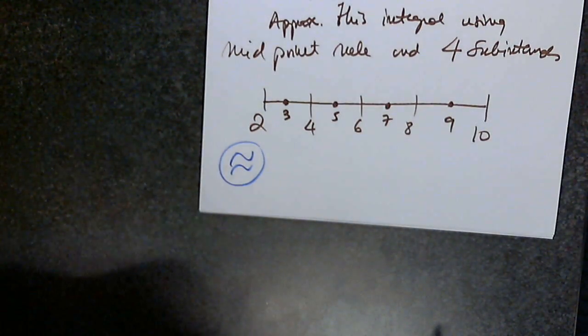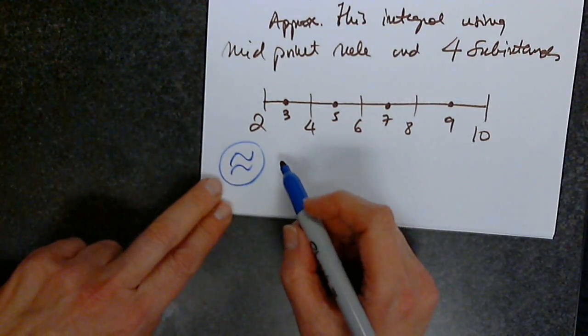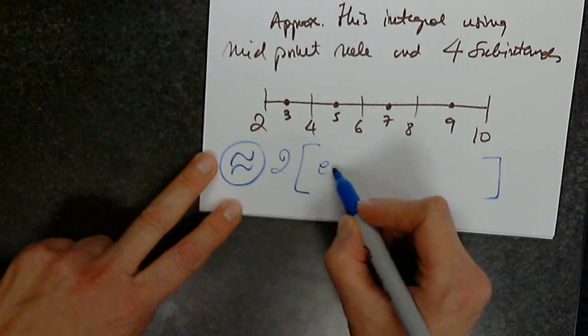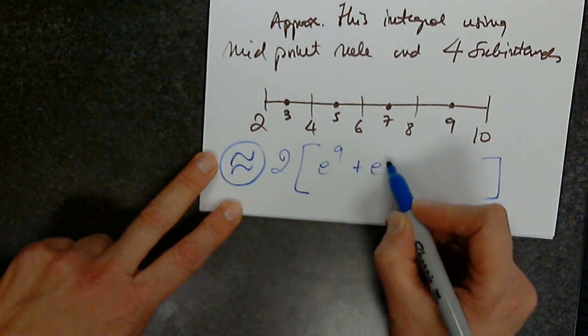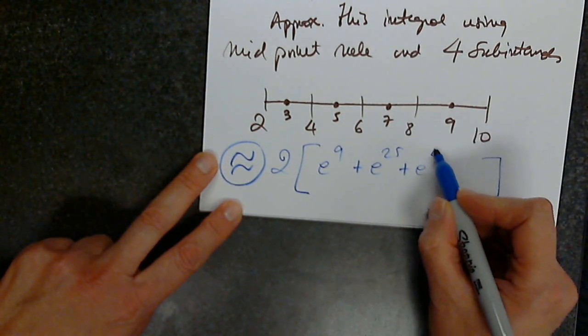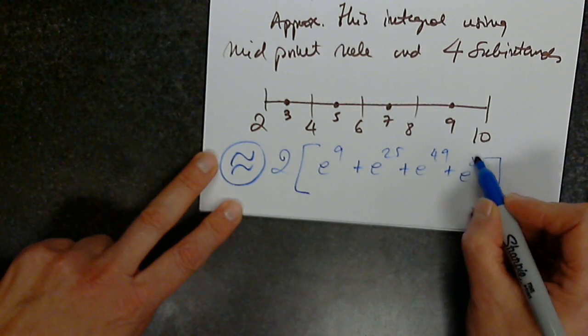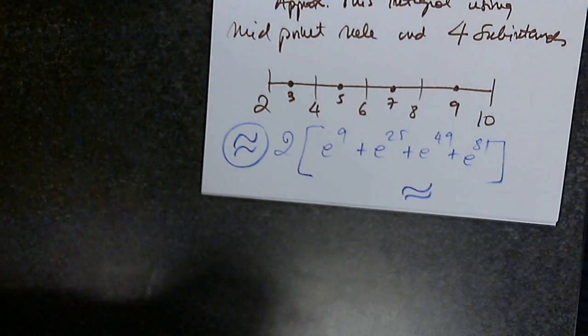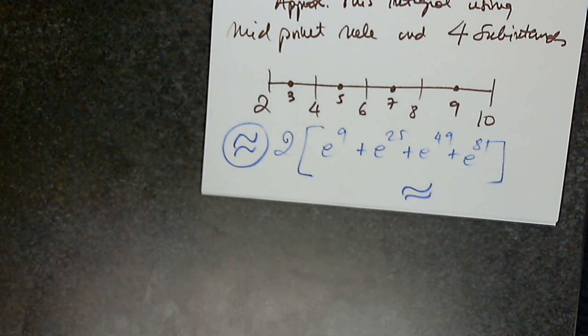Can anyone give us? Yes. 2 is outside. Good. E to the 9th plus E to the 25th, plus E to the 49th. Very good. Whatever that is. Is that clear? So this will be an approximation of the area under the graph, or the approximation of the integral. We'd like to look at the limit of the Riemann sum.